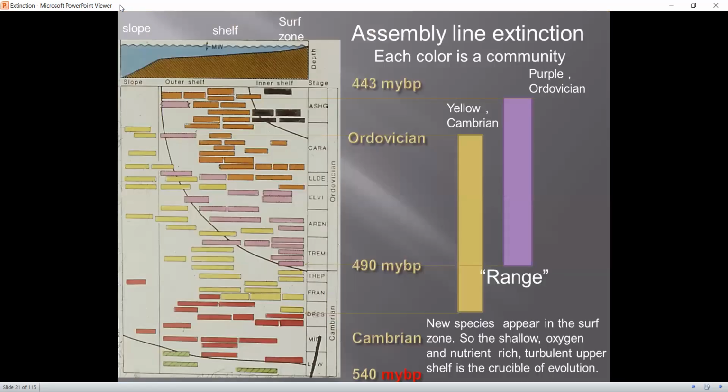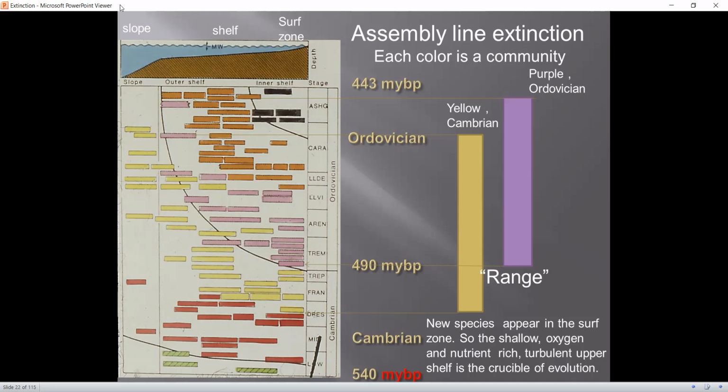Now, if you look at the actual geologic record, it looks like this. What we're plotting across the top is depth. This is a shelf zone in the middle shelf. You can see up at the top the top of the continental shelf. The continental shelf moves down. You get to the edge of the shelf, and the slopes are here. So new organisms are going to appear in the surf zone, and then slowly move across there to become extinct.